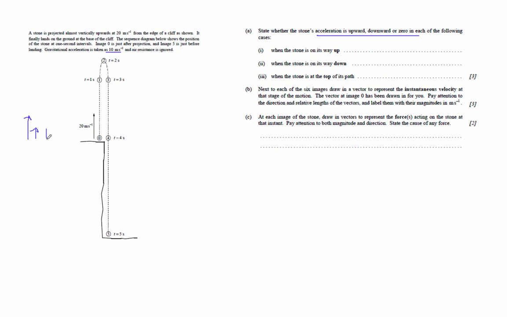This could be negative 10 meters per second. This could be negative 20 meters per second. This could be negative 30 meters per second, right? So when you draw it, that's the sort of thing you want to do.